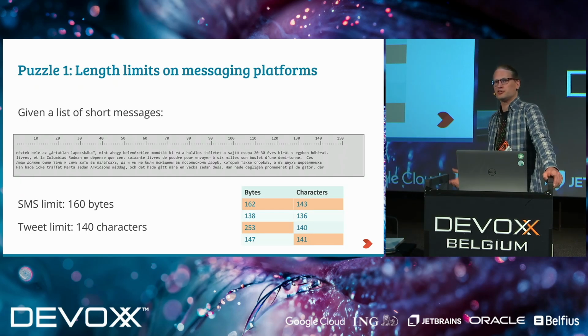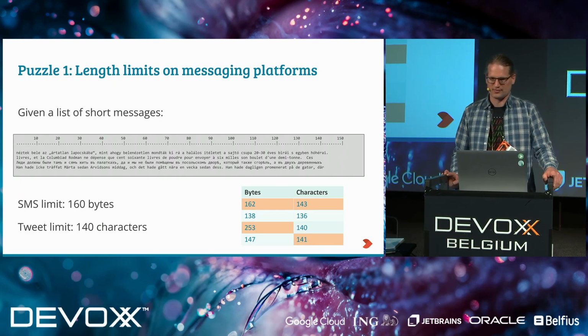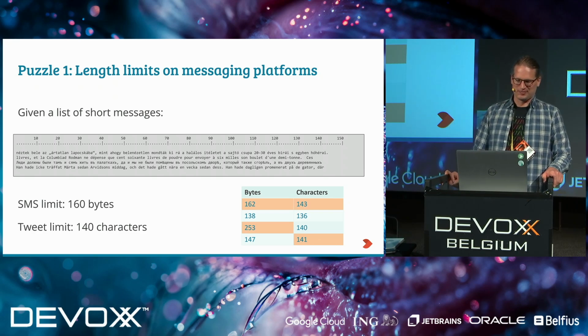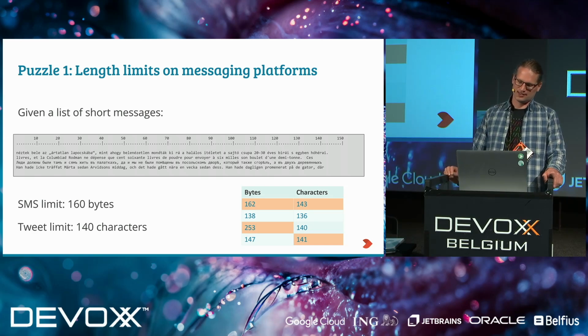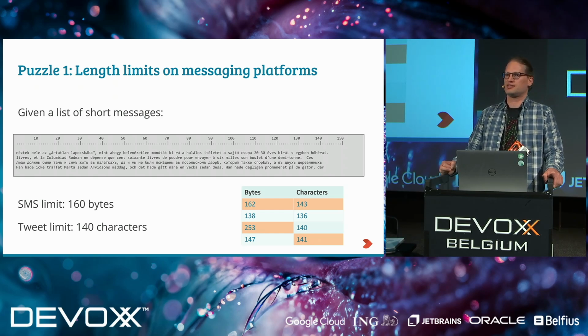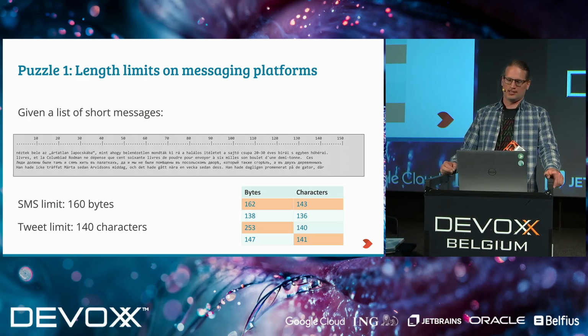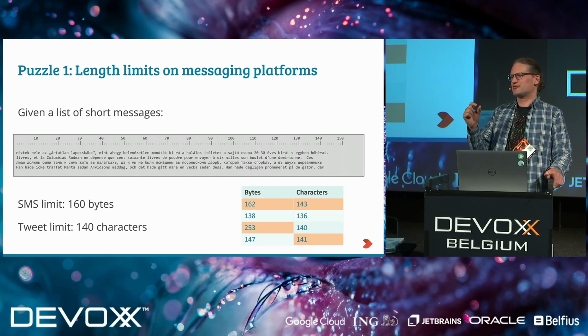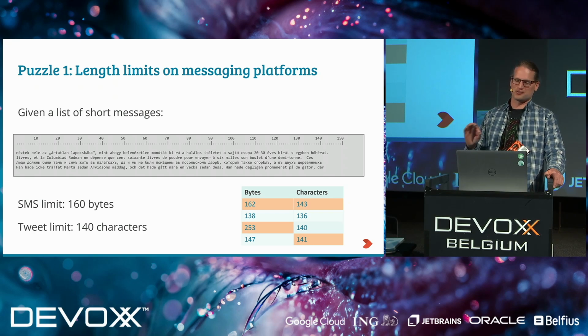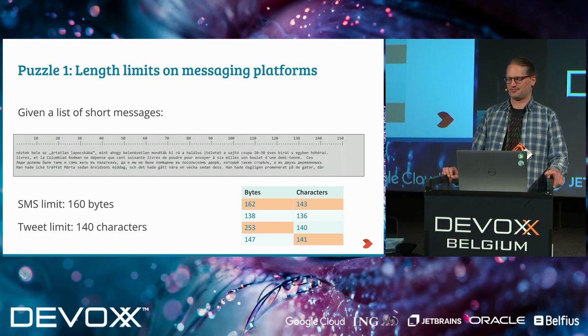And then here's the solution of the first puzzle. For example, if you look at the third sentence, which is in Cyrillic, you can see that it fits within the tweet limit because it's less than 140 characters. But each Cyrillic character, most of them take 2 bytes, so it goes way over the SMS limit.